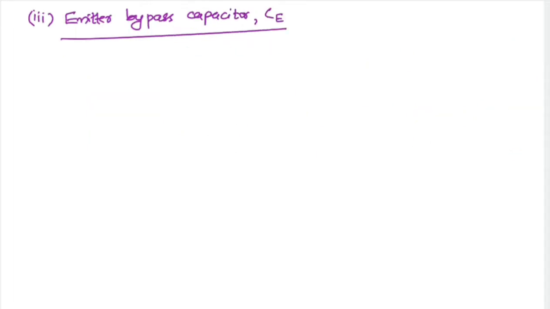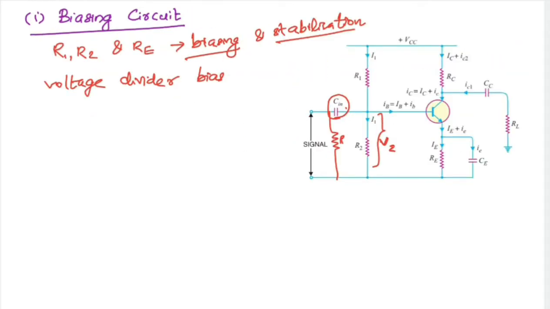Third one is the emitter bypass capacitor CE. You can see that in our circuit, this CE is drawn in parallel, or connected in parallel, with the resistance RE. So what will happen? Since CE is connected in parallel, you can see that up to this point the total current is coming, capital IE plus small i.